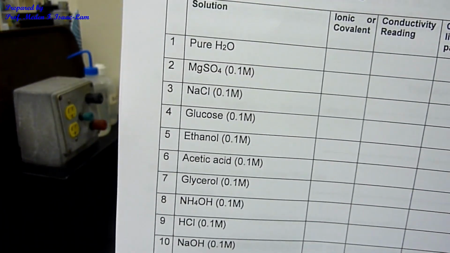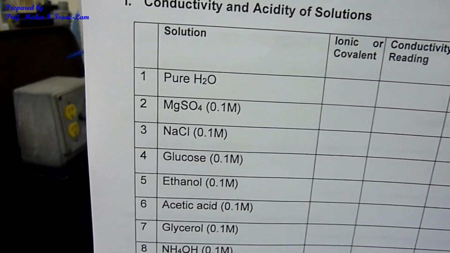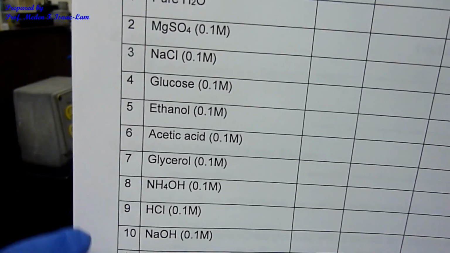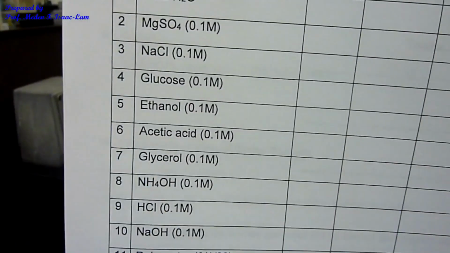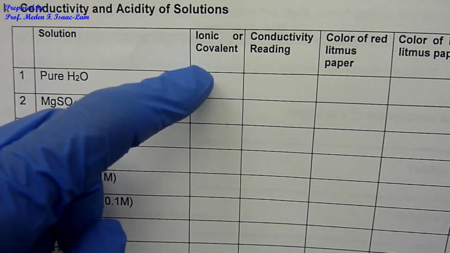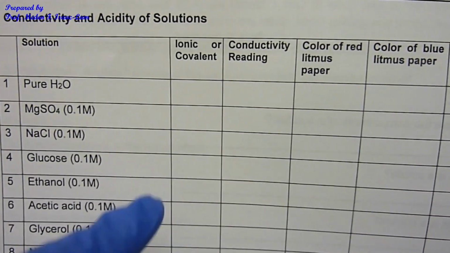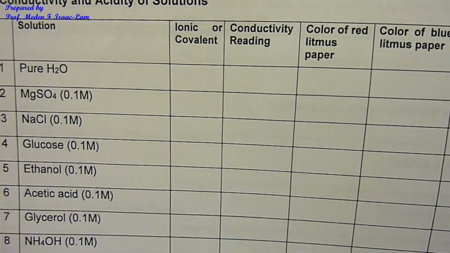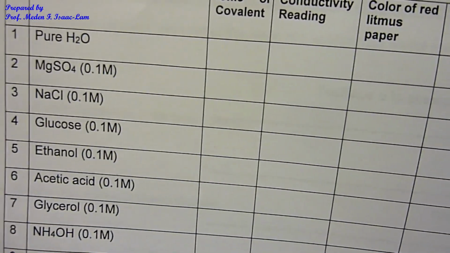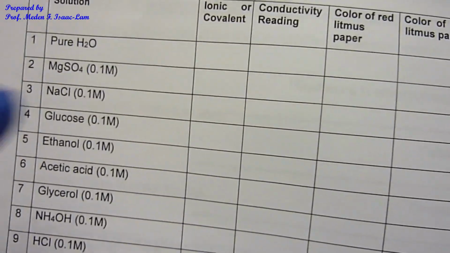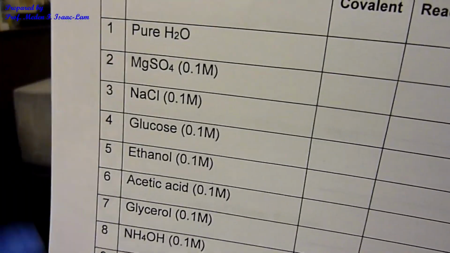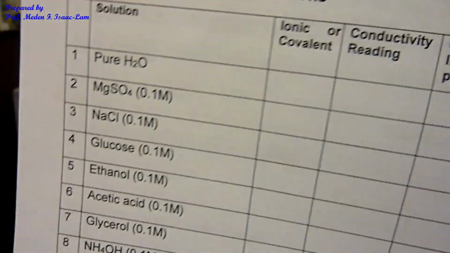So in the report form, experiment 4, the first column, I have the numbers, and then the solution, all the solutions, I have 12 samples, and then the next column, you identify it either as ionic or covalent, and then the third one is going to be conductivity reading. So you are going to record what I'm going to read for each of the samples. All right, so that's the first experiment. So conductivity, acidity will be the next one. So conductivity of the solutions, that's what we're going to be doing first.